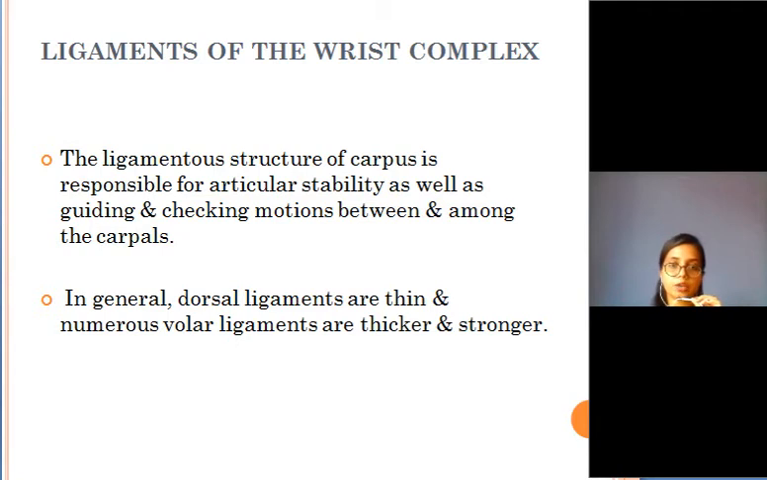Now the ligaments of the wrist complex. The ligamentous structure of the wrist complex is responsible for the articular stability as well as guiding and checking the motions of the carpal bones. There are 2 sets of ligaments: dorsal ligaments, which are thin in nature, and volar ligaments, which are thick. These thin ligaments are dorsally located. These thick volar ligaments are stronger than the dorsal thin ligaments.